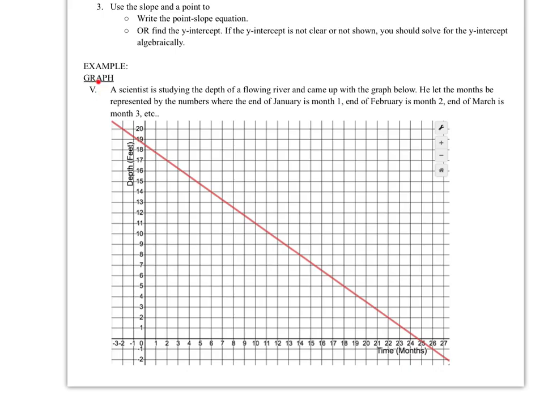So let's take a look at scenario 5. This is a graph. A scientist is studying the depth of a flowing river and came up with a graph below. He let the months be represented by the number where the end of January is month 1, the end of February is month 2, and the end of March is month 3, etc. From this graph, you could certainly find some information. For example, we see at 10, there's definitely a height of 11.